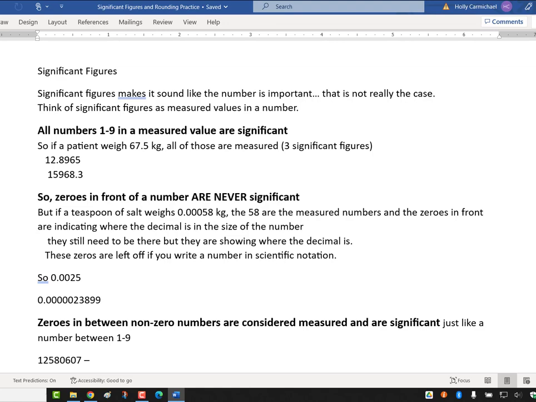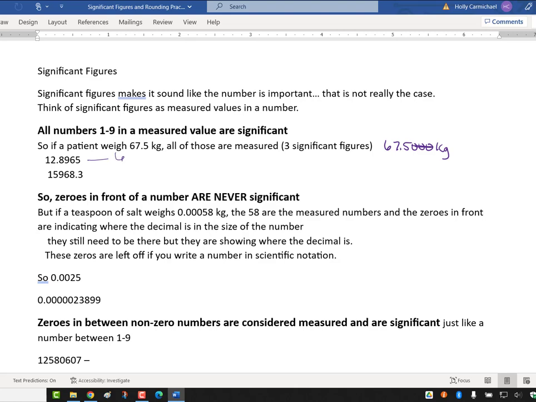So I wouldn't just say that this person weighs 67.5000 kilograms, because that would indicate that I would have to have a scale that measured all the way to 4 decimal places. Instead, most of the beds just measure in terms of 1/10 of a kilogram. So I'm not just going to randomly add zeros on, because that adds to the exactness of the number. So if you see 12.8965, all of those are considered significant figures because those would all be measured all the way down to those 4 decimal places.